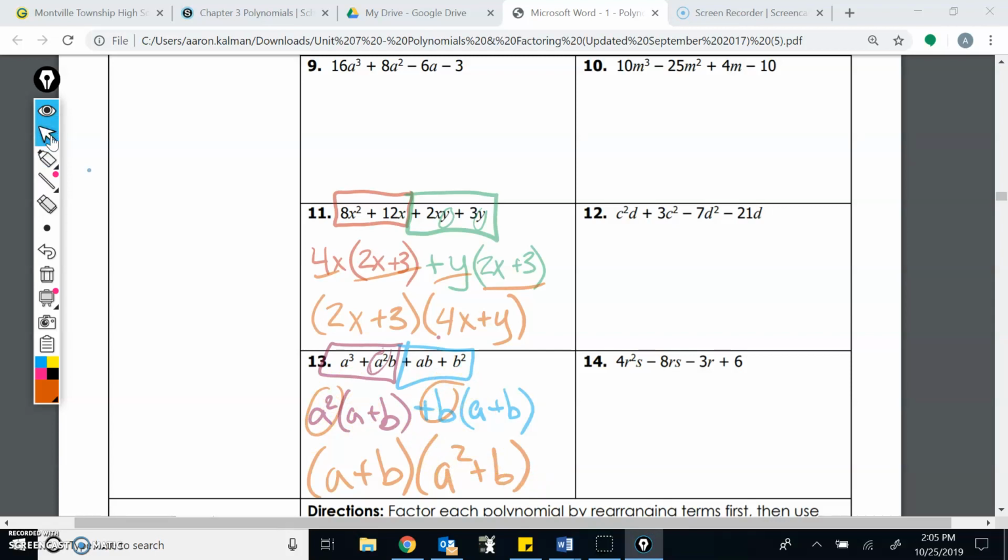Write down what questions you guys have on factoring by grouping. If you're struggling on finding the GCF, go back to my previous video and watch that.